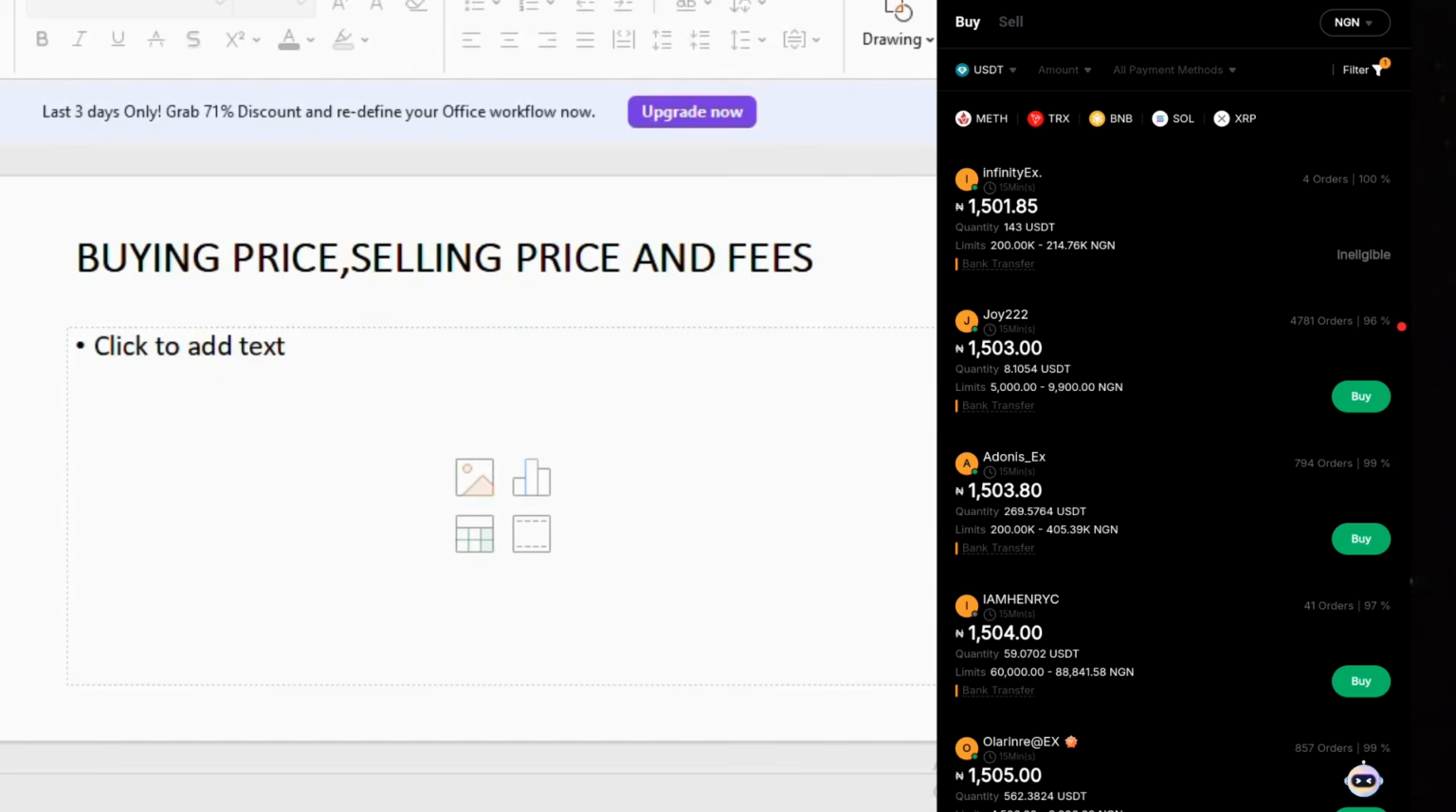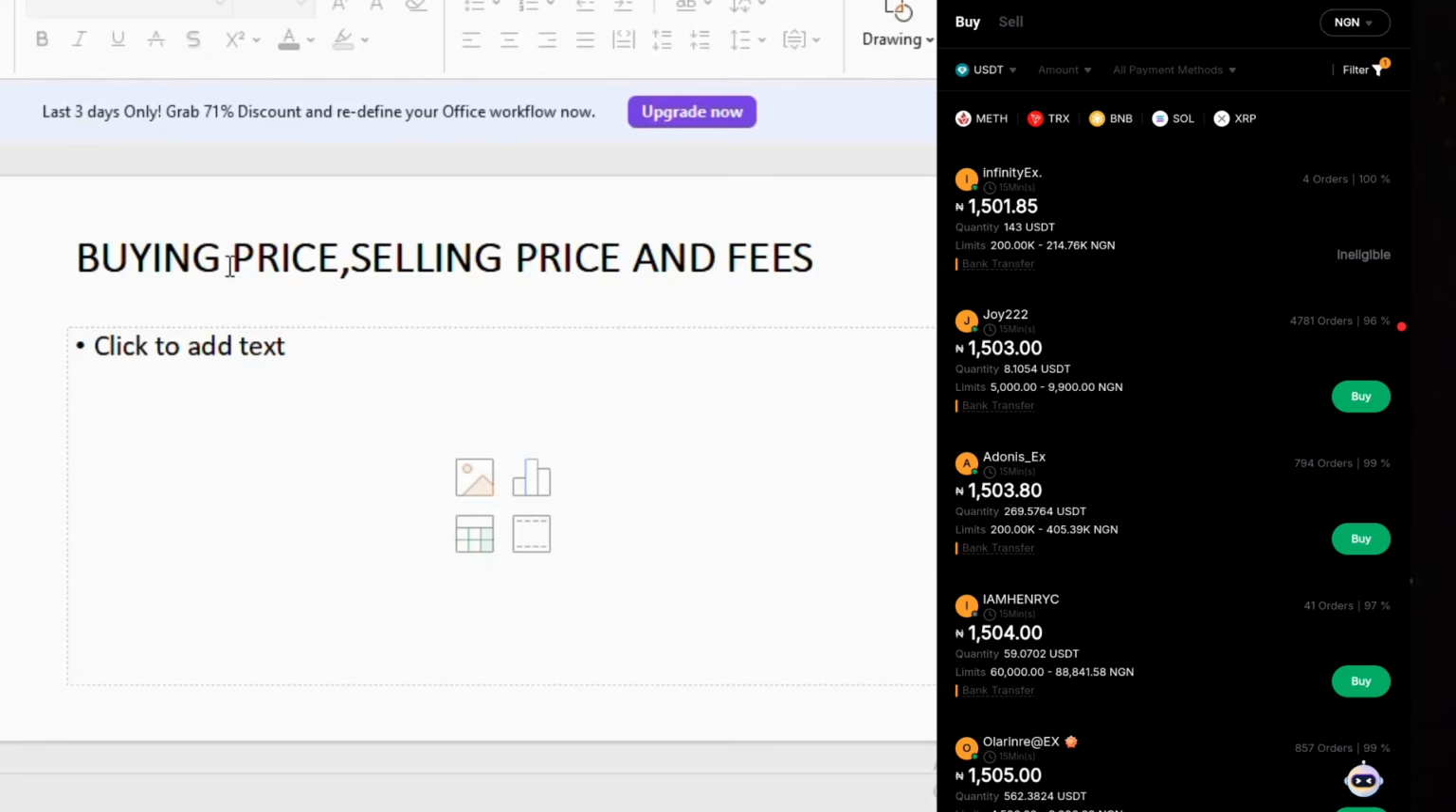Let's get straight into the next area, which will be buying price, selling price, and fees. First of all, let's talk about the buying price. How much are you buying and how much are you selling for? Once you've gotten your profit, we'll then subtract our fees, because there are fees. But first of all, let's start with the buying price. What is the buying price in the market?